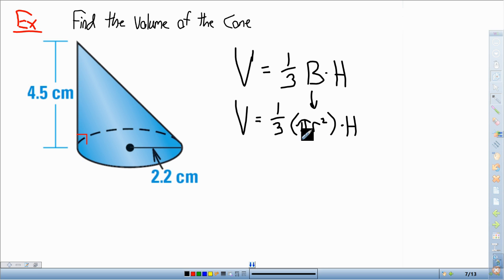From here, just to take notice, we need the radius, which we are given, and we need the height of our cone, which is a little weird. It's kind of slanted, but it's still at a 90-degree angle. So we do know that is the height. All right, let's try it out. Volume equals 1/3 times pi, our radius is 2.2 squared, times the height of the whole cone, 4.5. And all we need to do now is plug this into our calculator. Let's go ahead and do it.